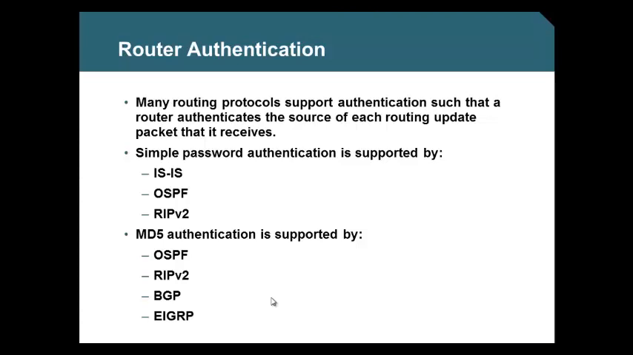Whereas RIP version 2, OSPF and ISIS support plain text as well as MD5. EIGRP and BGP support only MD5, whereas RIP and OSPF support both MD5 and the plain text password or simple password. ISIS supports only plain password.